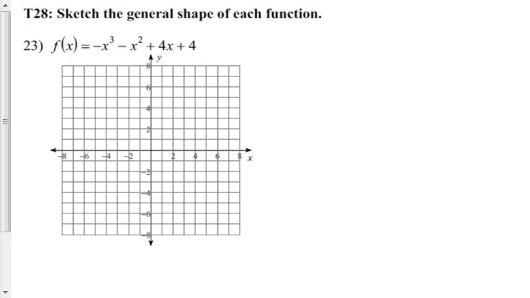So if we're going to sketch the general shape of this function, we need to find the x-intercepts, the end behavior, and maybe a couple other points to help us draw a nice curve. So to find the intercepts, we need to factor this thing. Seeing that there's 4 terms, we can try grouping.